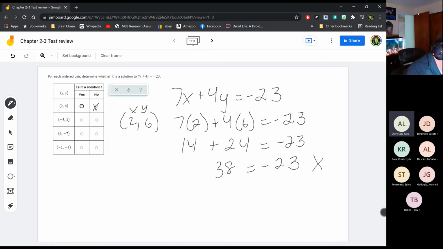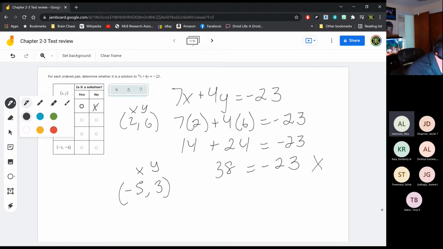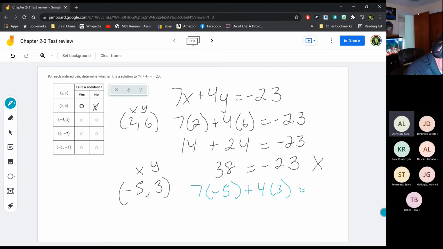So we're going to do negative 5 and 3. So x and y. Actually, change the color for this one. So I have 7 times negative 5 plus 4 times 3 equals negative 23. So I got negative 35 plus 12 equals negative 23. So I got negative 23 equals negative 23. So that one would be yes.